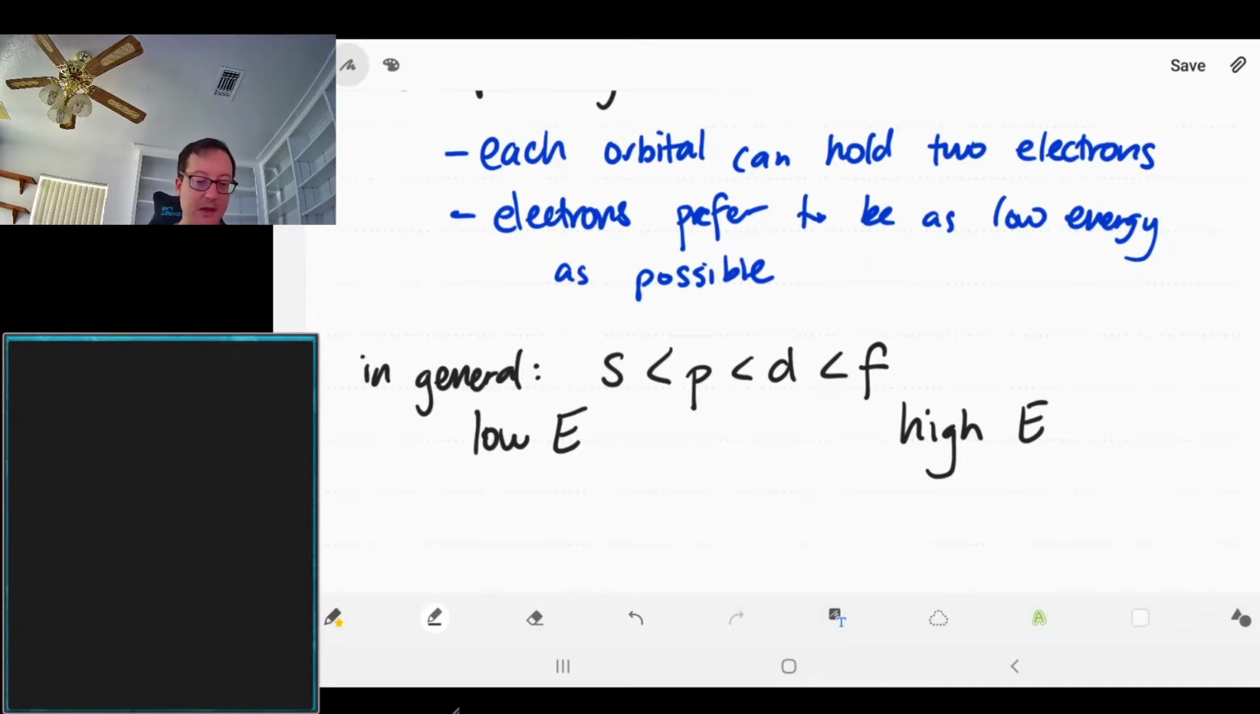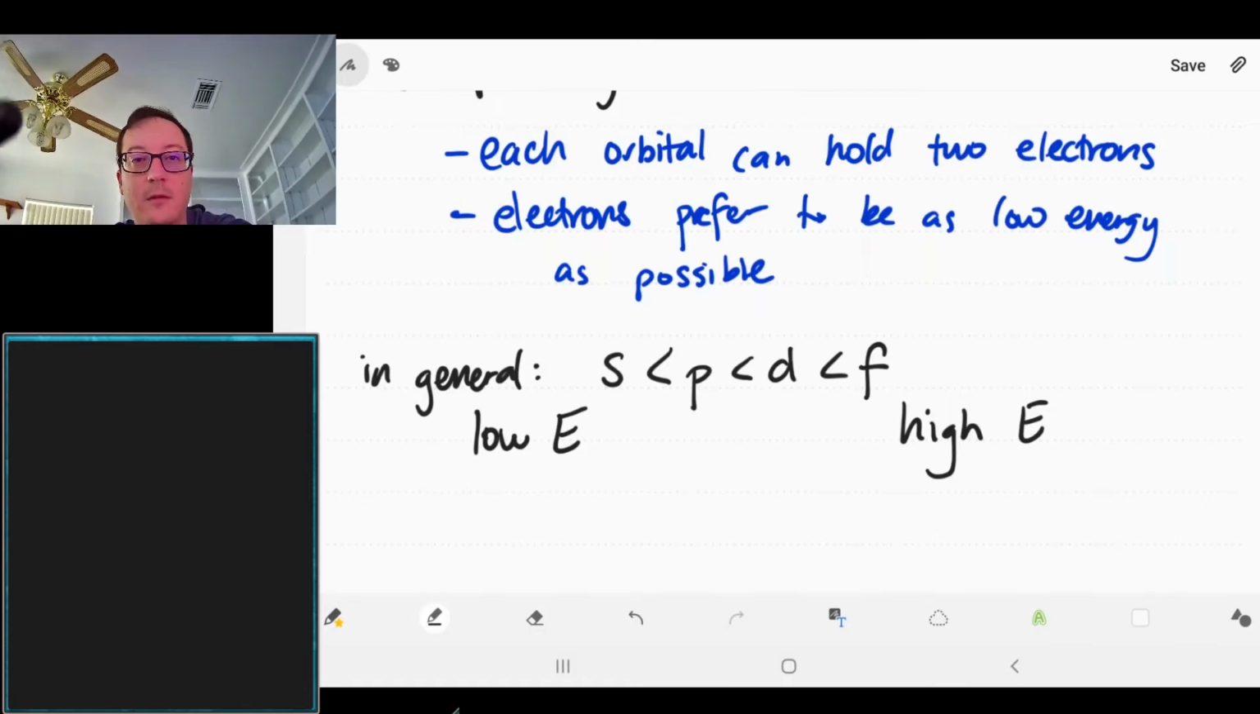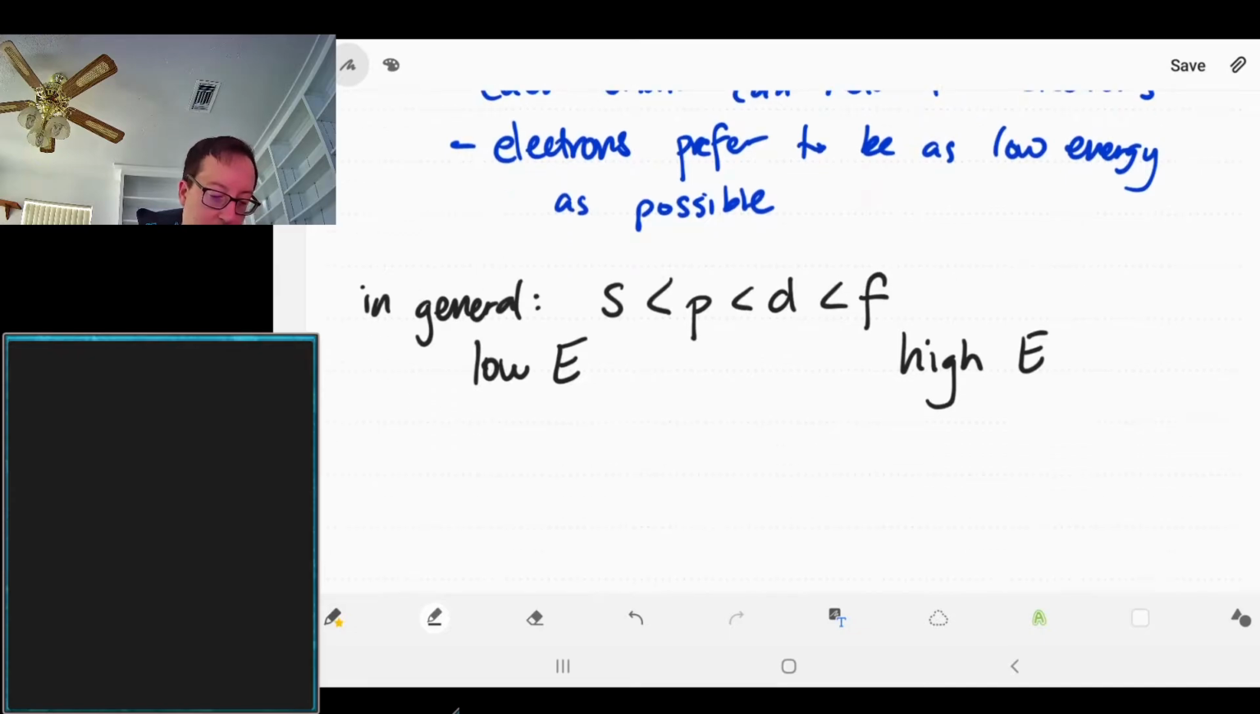And we're going to see we have another number which describes the shell, that helps describe these electrons as well. So these orbital types are called subshells. These are called subshells.